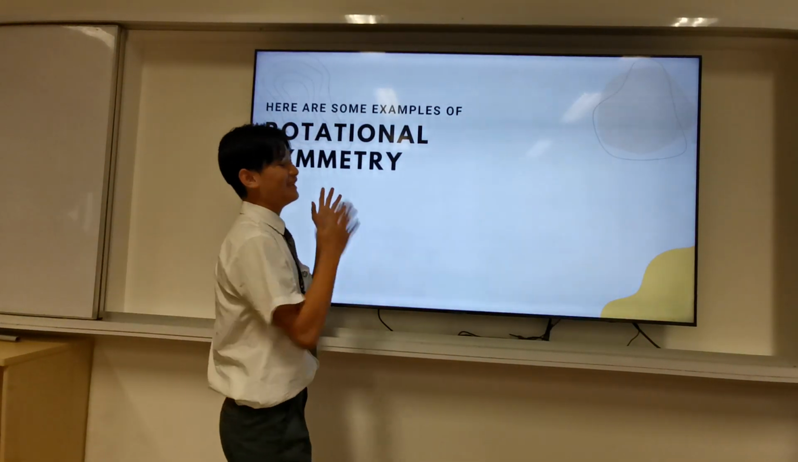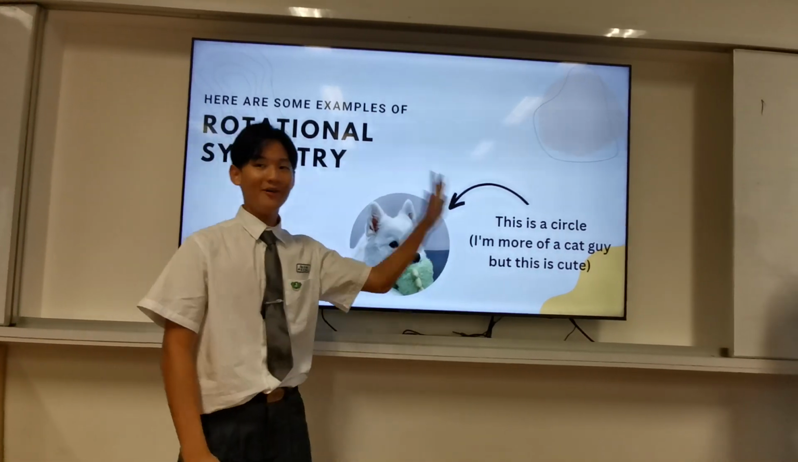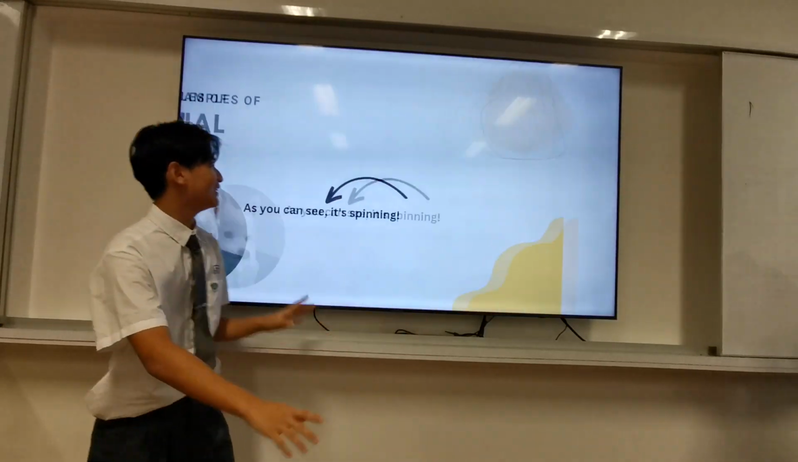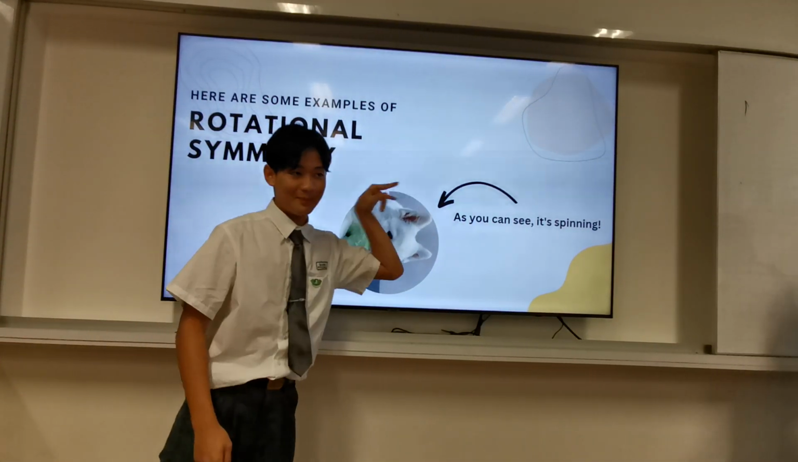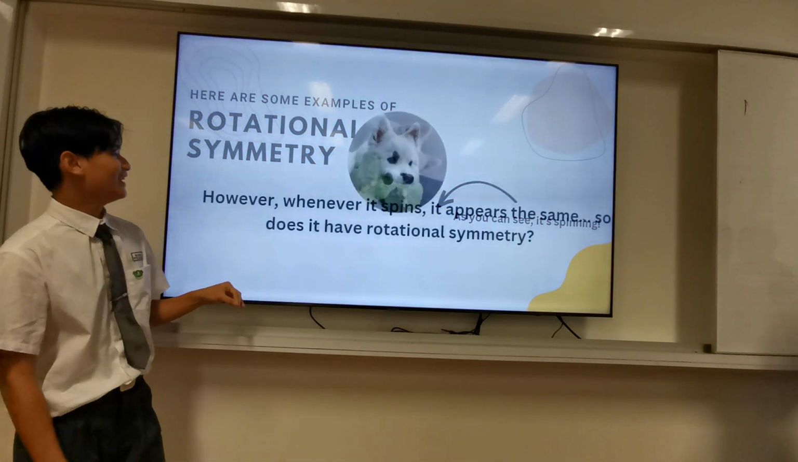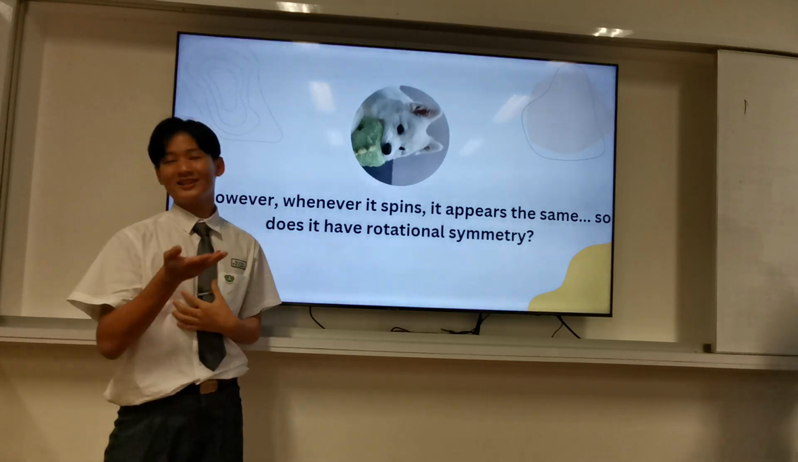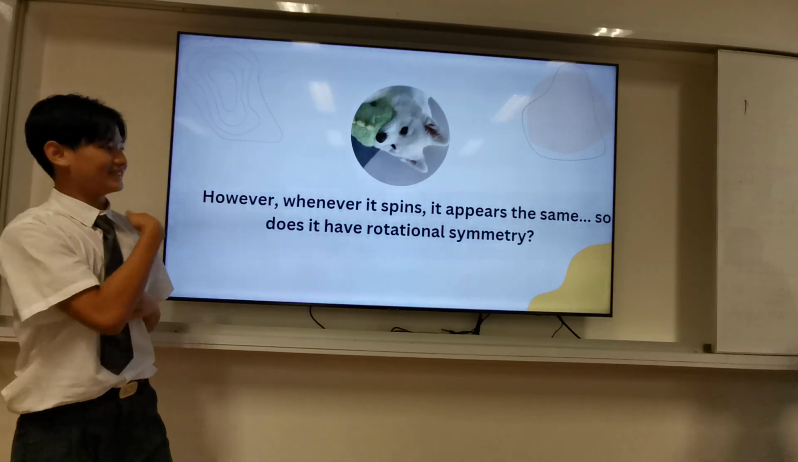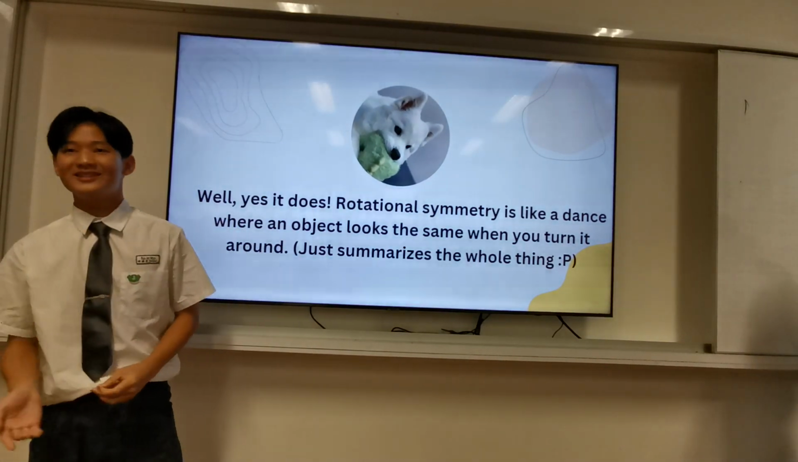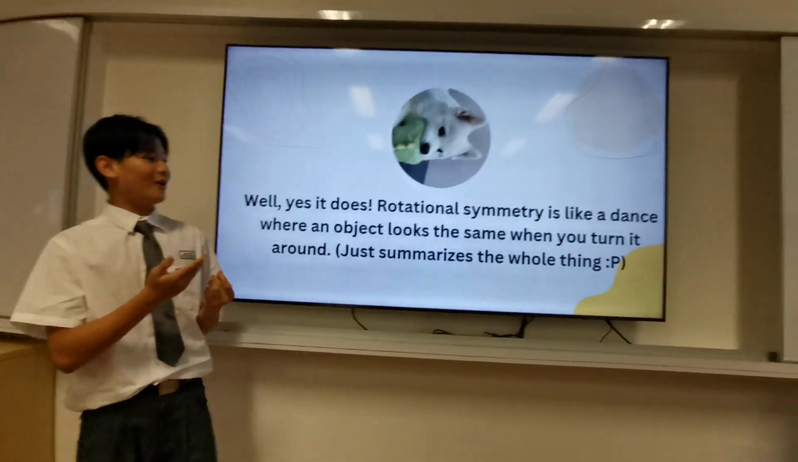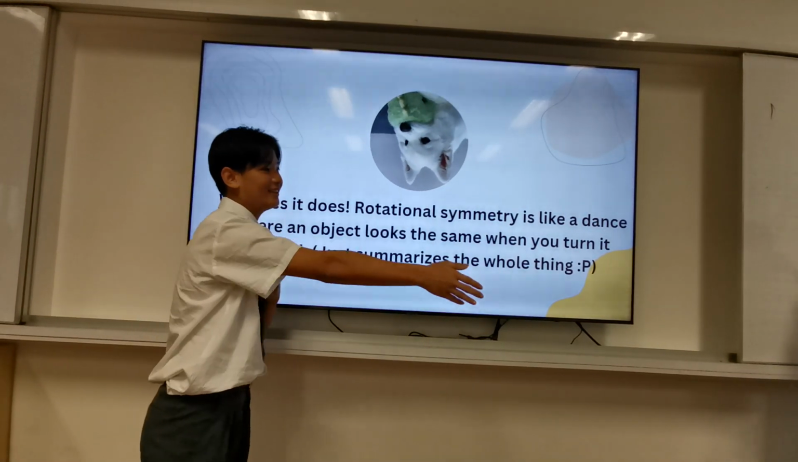Here is the biggest example of rotational symmetry. This is a circle. As you can see, this thing is spinning. However, whenever it spins, it appears the same. So, does it have rotational symmetry? Yes, it does. Rotational symmetry is like a dance, where an object looks the same whenever you turn it around. This basically summarizes the whole thing.